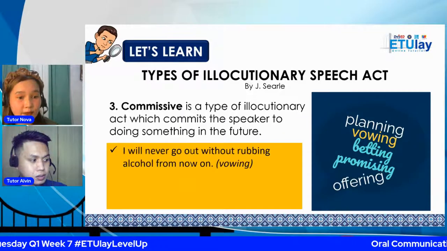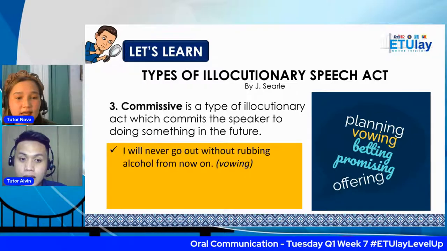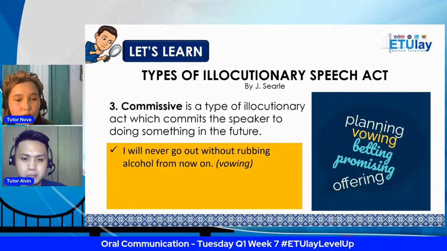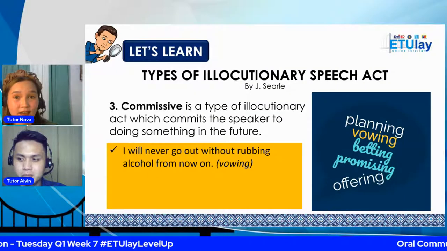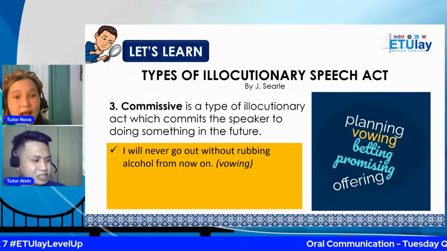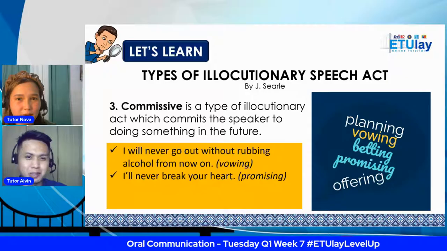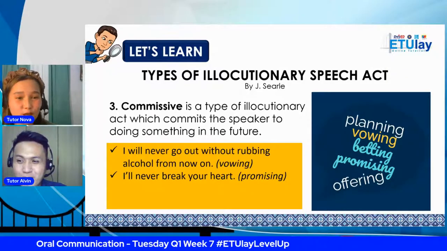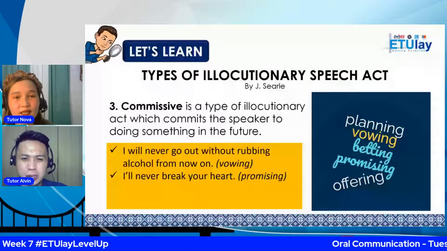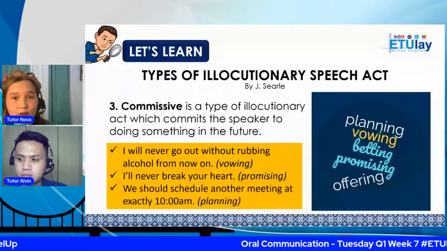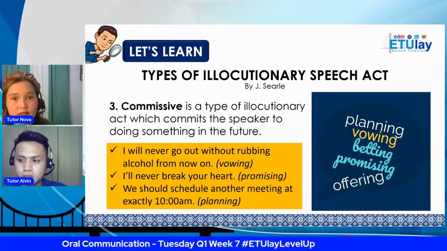We also got some example scenarios here or sentences. Like this falls under vowing: I will never go out without rubbing alcohol from now on. So from now on, it starts today until the future. So yes, that is vowing. Now another one is, I'll never break your heart. So that is promising. He is promising it today, the moment he spoke these statements, until the future. He will do it until he's alive.